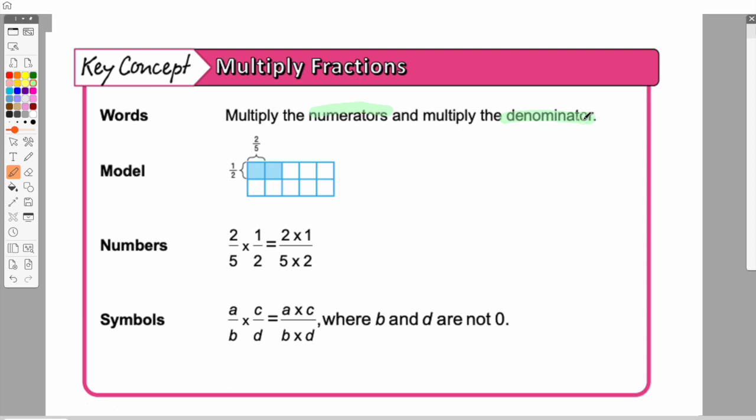Again, I like to think I multiply like terms. My numerators are alike because they're on top. My denominators are alike, so they're on the bottom. It kind of helps us build some ideas for what we're going to do later on in pre-algebra and algebra, because a lot of it does come down to the idea of like terms and working with them together.